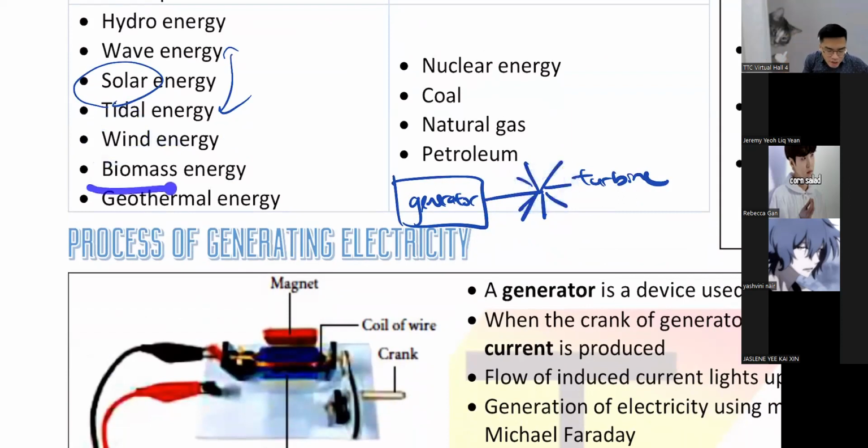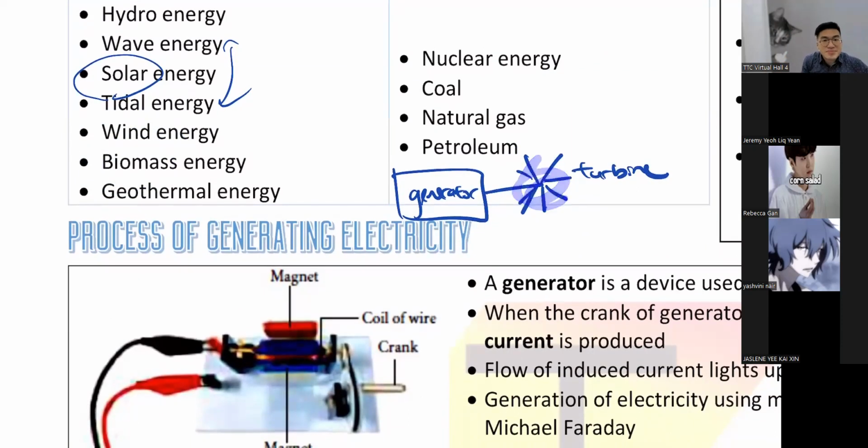Biomass is by burning dead animals, dead tree leaves, animal waste or whatever. We burn the biomass and then we turn the turbine. When we burn something, we create steam. We can cook water to steam, so steam can turn this turbine. Geothermal is in volcano countries like Iceland, Greenland. They will use their hot spring to turn this thing.